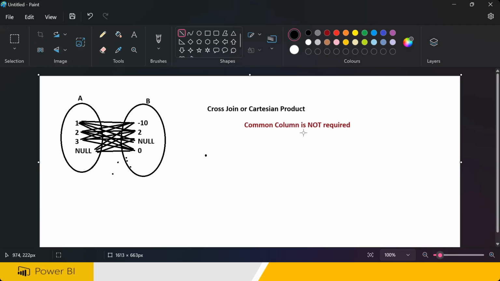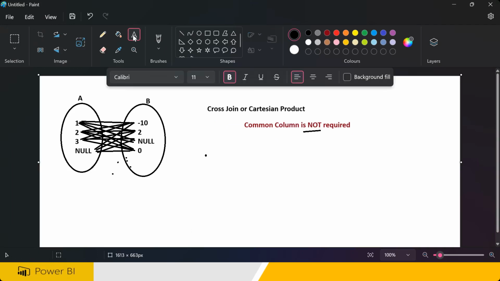So I told you a common column is not required. Matching is not required at all. So how many rows will you get here? We have 4 rows multiplied by 4 rows. The number of rows will be 16 in your cross join. So the number of rows in the first table multiplied by the number of rows in the second table. That is the point.